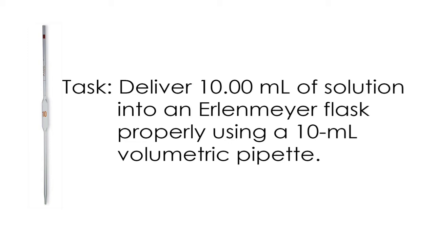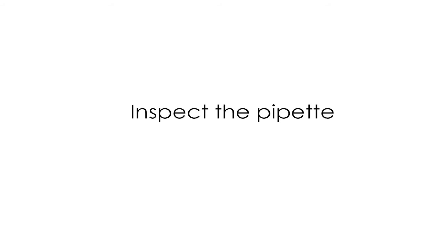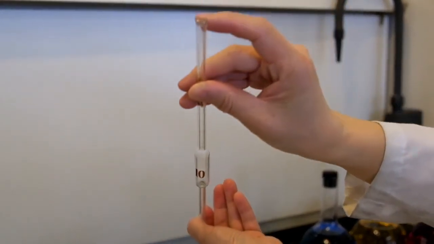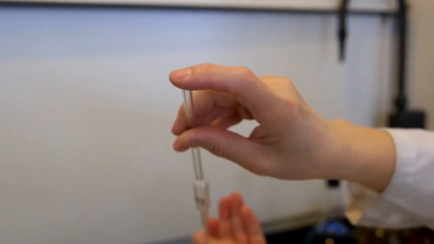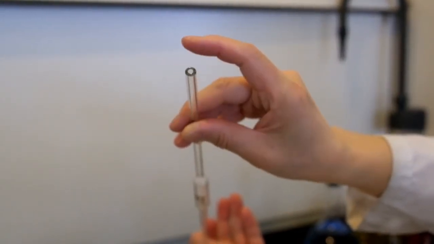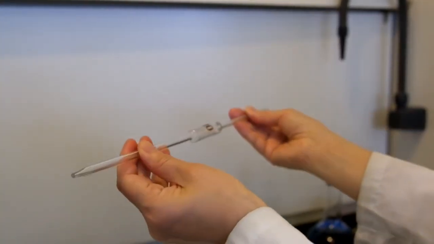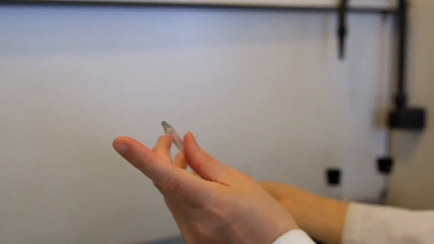In this video, we will show you how to deliver 10.00 mL into an Erlenmeyer flask properly using a 10 mL volumetric pipette. First, we inspect the pipette to make sure that the tip is not chipped and the top end of the pipette is smooth and flat. If the top end of the pipette is chipped or not smooth, it is very difficult to pipette.